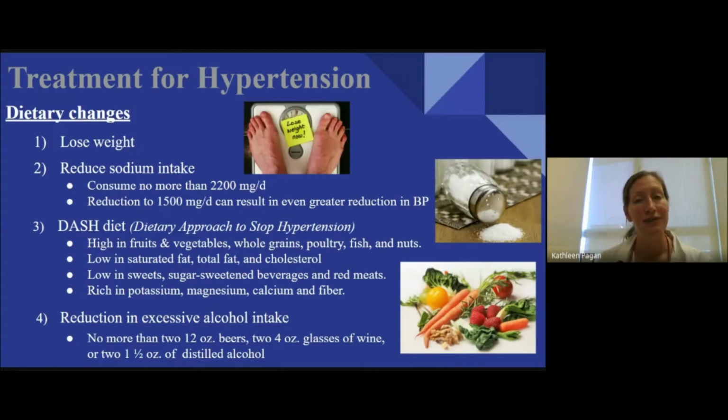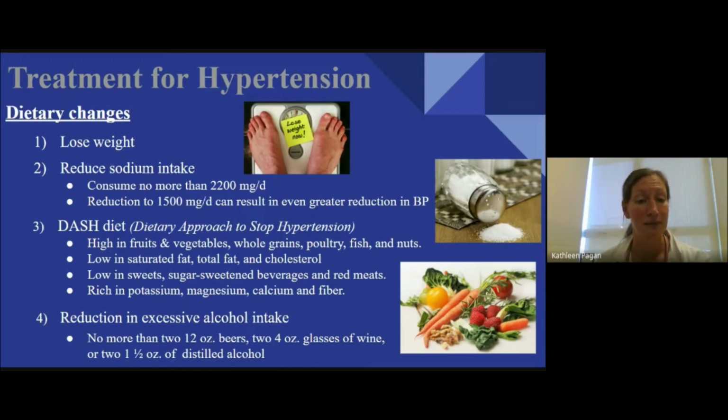So some of those lifestyle changes that I alluded to earlier are listed here on this screen. Some might not come as a great surprise, as you saw some of the causes of hypertension. One, if you're overweight, lose weight. Very minor weight loss can make a big change in your blood pressure, as little as 10%. Reducing your sodium intake. For the general population, we might recommend consuming no more than 2,200 milligrams per day of sodium. But if you have high blood pressure, something even lower, 1,500 milligrams per day, can make an even bigger impact.